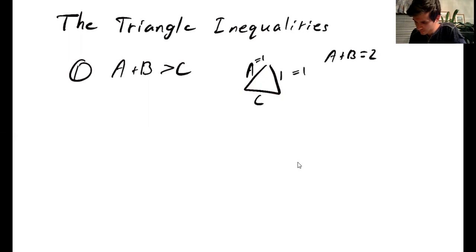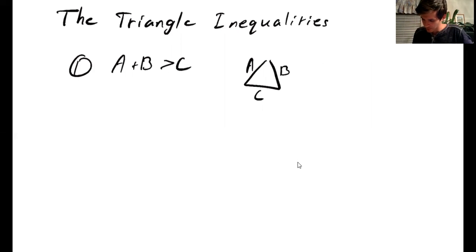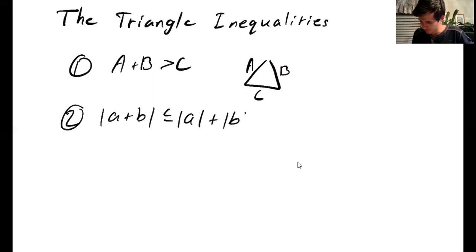Now we're going to prove it. Before we prove it, I'm going to go over the other things we're going to talk about. We're going to prove that. We're also going to prove the absolute value of A plus B is less than or equal to the absolute value of A plus the absolute value of B.